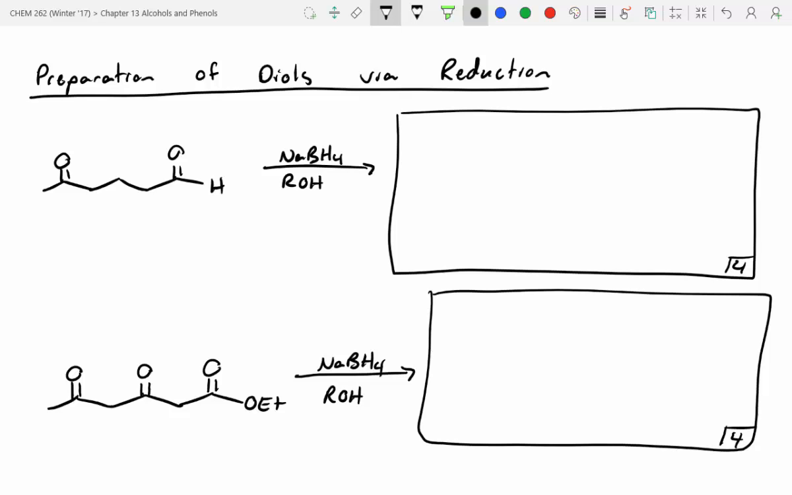The first one's fairly easy. So we've got a ketone and aldehyde. We know we can reduce both of those. So we'd have an alcohol from that ketone, specifically a secondary alcohol. And then over here, we would have a primary alcohol from where that aldehyde used to be. All right, for fun, let's name it.